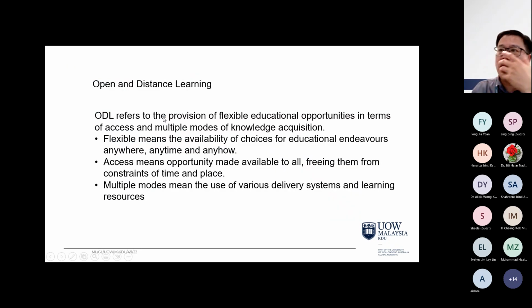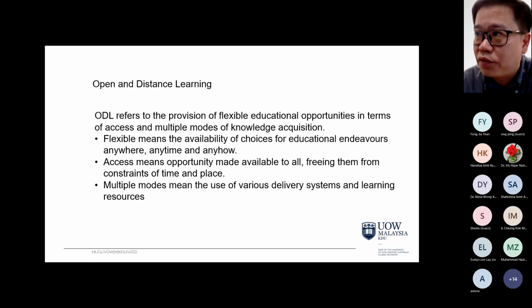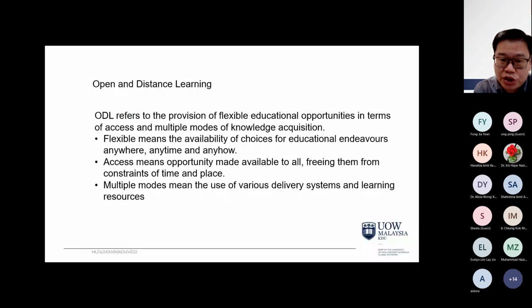Okay, so what is ODL, open and distance learning? It refers to the provision of flexible education opportunities in terms of access and multiple modes of knowledge acquisition. So basically, ODL allows for our programs to be converted from the traditional. Currently, what we have is conventional. UOW Malaysia, we have four entities. We are a group of traditional or conventional institutions. A conventional institution means we offer programs that students must come to us.